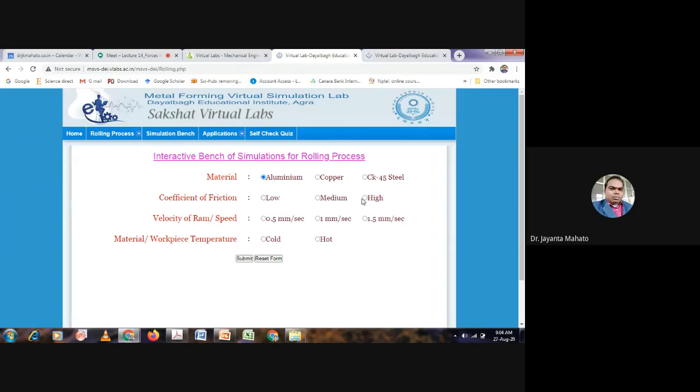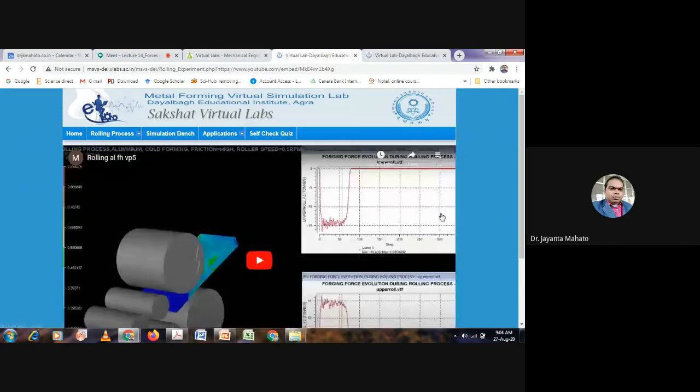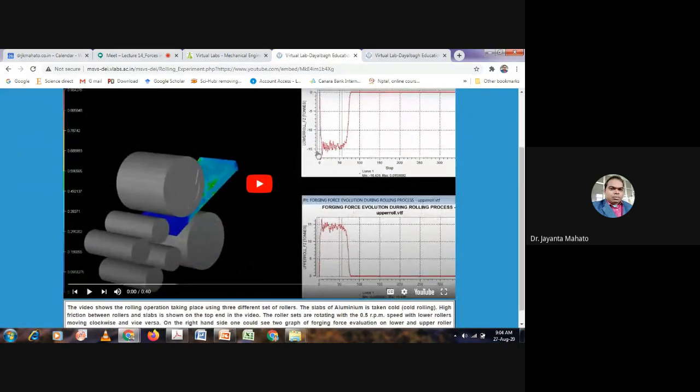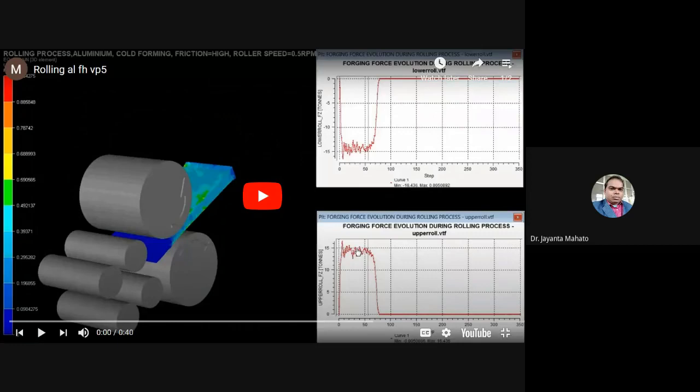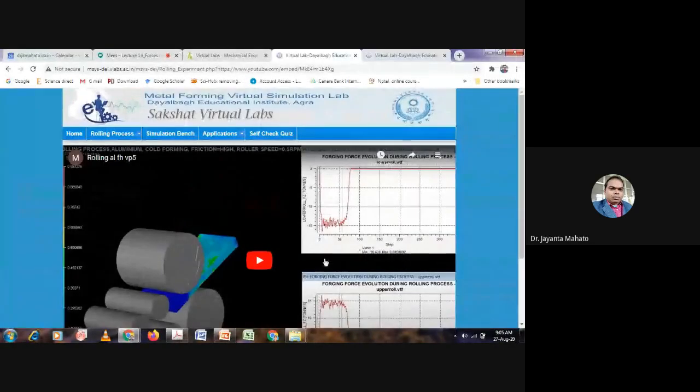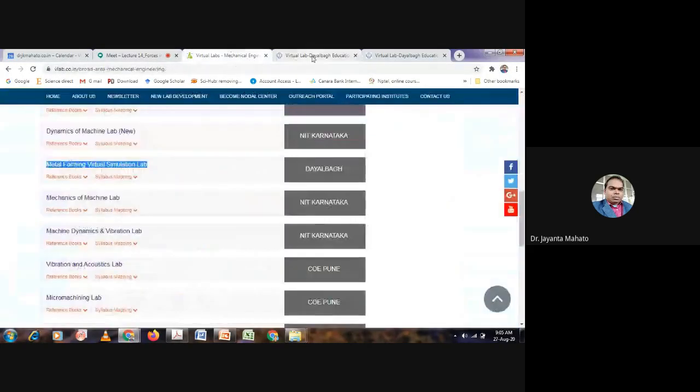Now, if you increase the coefficient of friction from low to high, what will happen? Here the force required in the lower roller is around minus 15, and in the upper roller around 15. So by using this virtual lab, you can make a comparison study.